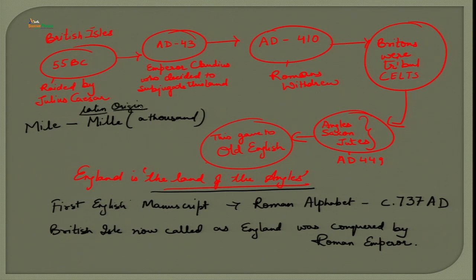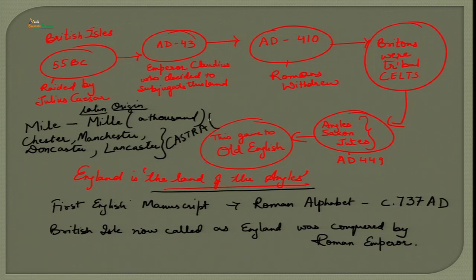Next, if I talk about Chester, you might have heard this word Chester. We are using these proper nouns nowadays: Manchester, then Doncaster, sometimes Lancaster. Now these words have descended from the Latin word castra, that means army camp, army camp. So is that very clear?